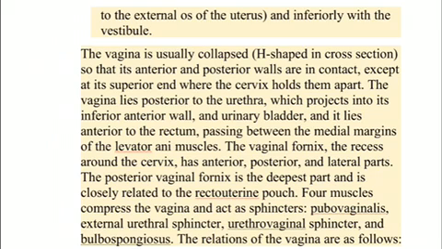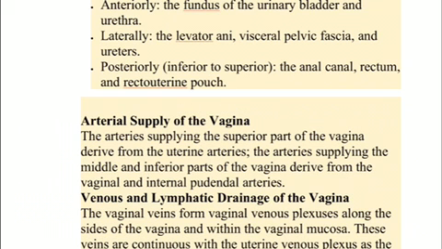Now, let me mention the relations of the vagina. Anteriorly, you have the fundus of the urinary bladder and the urethra. Laterally, the levator ani muscles are there. You have the visceral pelvic fascia as well and the ureters. Then posteriorly, you have some structures inferior to superior. Most inferior, you have the anal canal. And then as you go superior, still on the posterior part of the vagina, you have the rectum, and then you have the recto-uterine pouch.